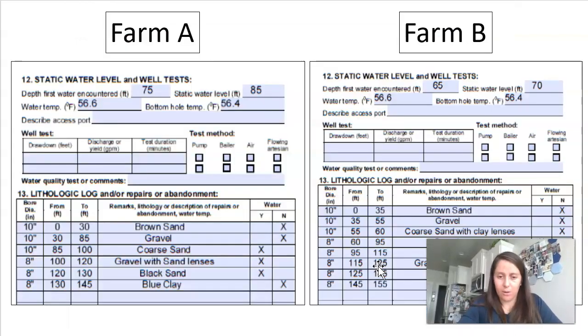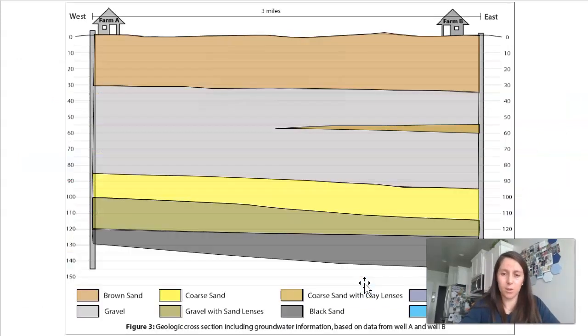Then after we have the gravel with sand lenses, we have some black sand. The black sand is quite a bit thicker in farm B than in farm A. Here it's only 10 feet thick. Here it's 20 feet thick. So it's going to uneven them again. Okay, and we can correlate it.